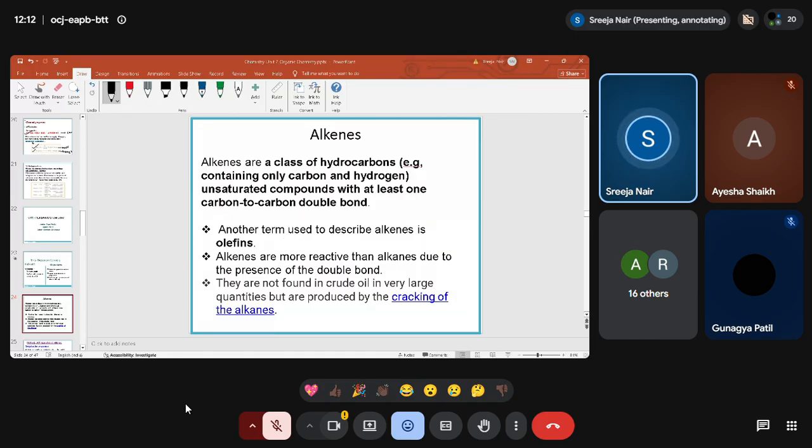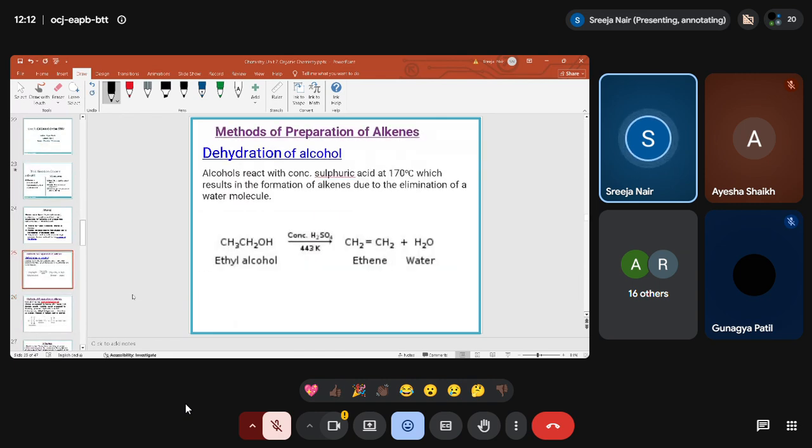Now the next one: as I've told you, alkenes are more reactive than alkanes due to the presence of the double bond. And how can you make these alkenes? These alkenes are made by the cracking of alkanes. And from where are you getting these alkanes? You are getting these alkanes from crude oil.